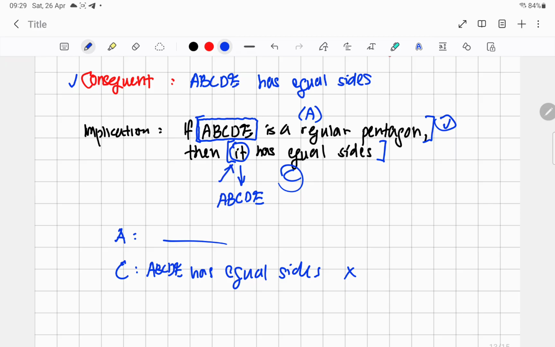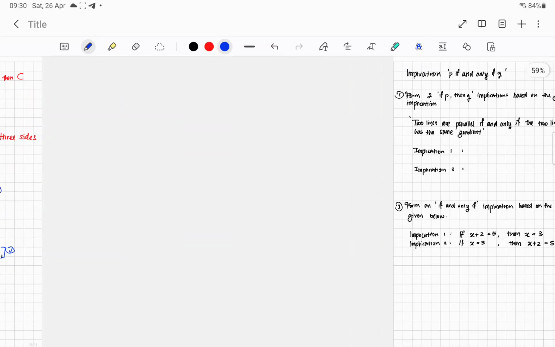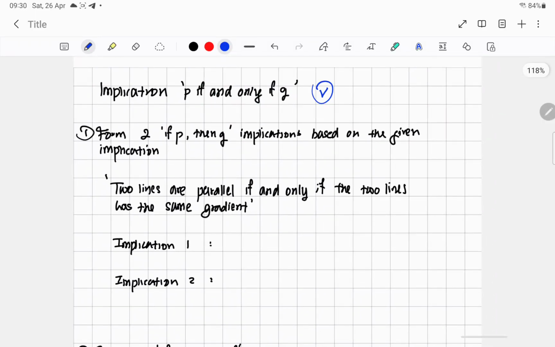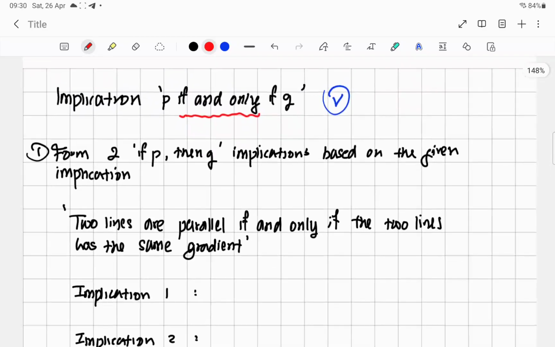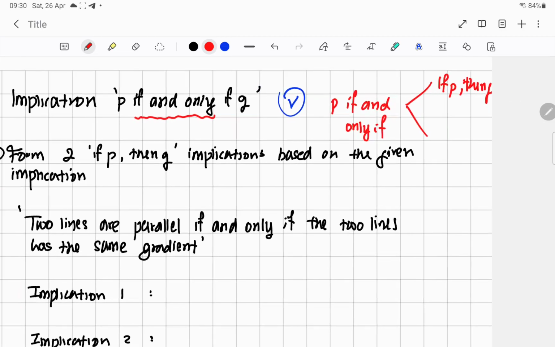So next, like I said, we have the second implication, which is the implication if and only if. This implication has the words "if and only if". P if and only if Q, sorry. Okay, so you can do two things. One implication of P if and only if Q, you can break it into two implications.